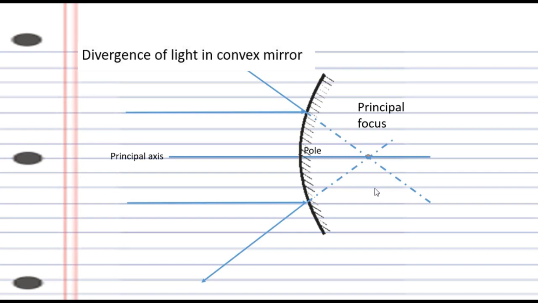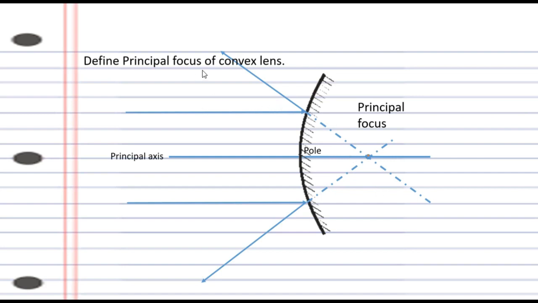But the question sometimes comes, define principal focus of the convex mirror. Okay, make it mirror here. This is mirror, not lens. If at all I have used the word lens, you have to correct it as mirror. So let me correct this also here in the video editing.